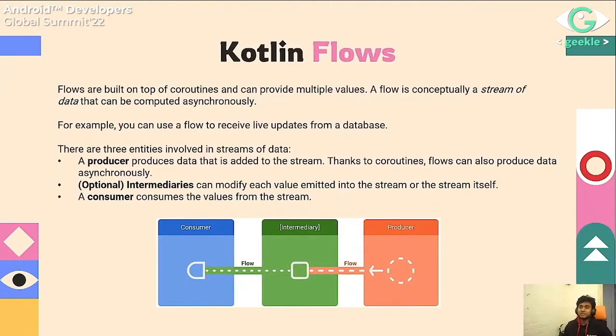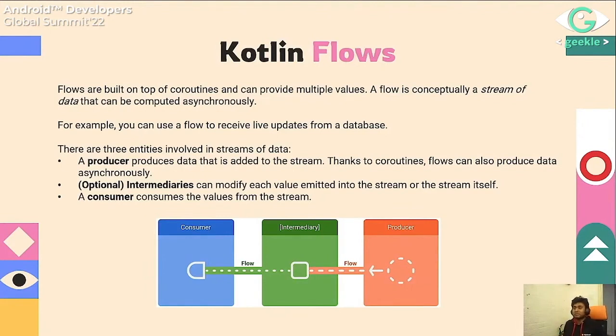Basically, flows are built on top of coroutines and can provide multiple values. A flow is conceptually a stream of data that can be computed asynchronously. Flow is a Kotlin type that can be used to model a stream of data, just like LiveData and RxJava streams. Flow lets you implement the observer pattern, a software design pattern that consists of an object, which is observable, producer, source, or emitter, that maintains a list of dependencies called observers, subscribers, collectors, or receivers, and notifies them automatically of any state change.